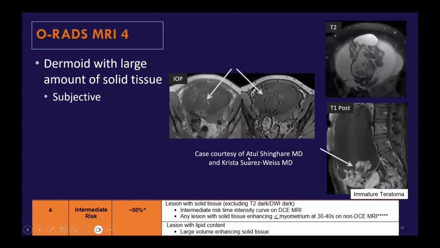The second lesion in this category is the lipid-containing lesion with large volume solid tissue. Malignant degeneration of dermoids is rare, only seen in about 1%. But when there is subjectively a large amount of enhancing solid tissue within a fat-containing lesion, it should be characterized as an MRI O-RADS 4. Here's an example of a fat-containing lesion with large volume solid tissue, and on pathology, this was an immature teratoma.